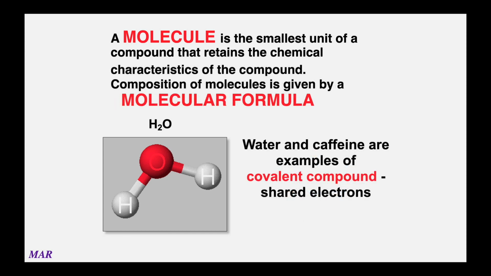If you have a compound like water or caffeine earlier with all nonmetals, then you're going to have what's called a covalent compound. And a covalent compound has shared electrons. We're going to see that there's differences between ionic compounds, where you have metals and nonmetals, and covalent compounds like this one, which are made of nonmetals. We'll talk more about that in future lectures.